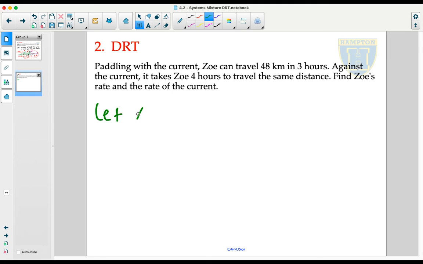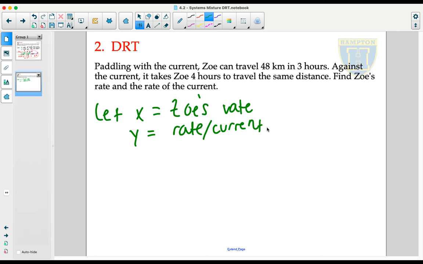Let x be Zoe's, or the still water speed. They called it rate in the problem. And let y be the rate of the current. Both of those are speeds, and looking at our units of measurement in the problem, they're both going to be in kilometers an hour.